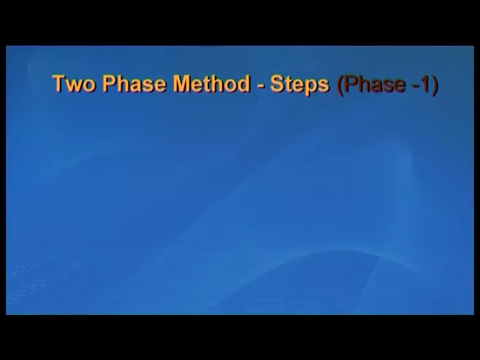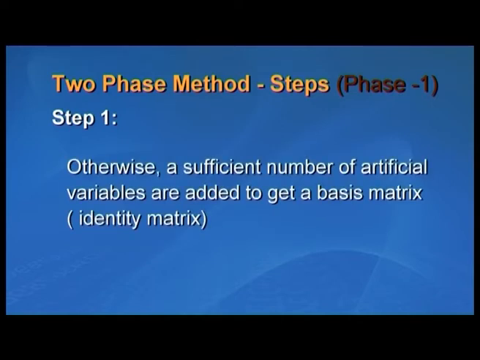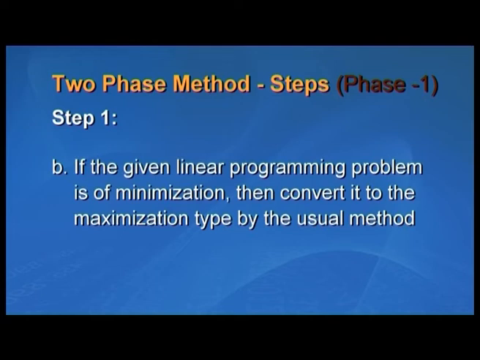Steps of the algorithm are as explained below. Phase 1, Step 1. If all the constraints in the given linear programming problem are of less than or equal type, then phase 2 can be directly used to solve the problem. Otherwise, a sufficient number of artificial variables are added to get a basis matrix, that is, an identity matrix. If the given linear programming problem is of minimization, then convert it to the maximization type by the usual method.